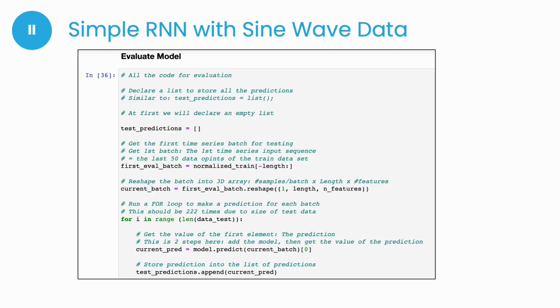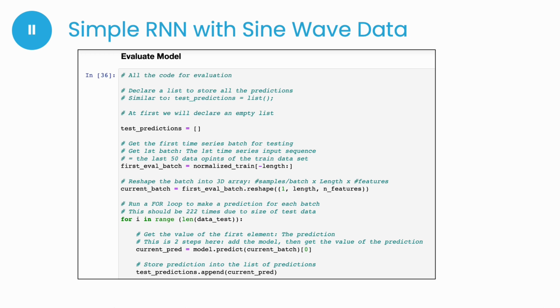Evaluating the model was next. I declared an empty list for test predictions. Then the first time series batch for testing was retrieved as the last 50 data points of the training data set. The batch was then reshaped into a 3D array. Next, a for loop was created to predict for each batch. This was 222 due to the size of the test data.